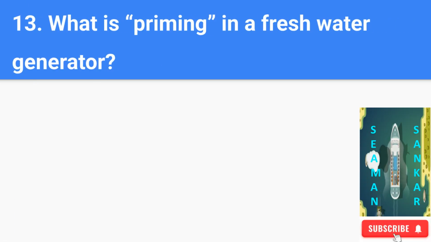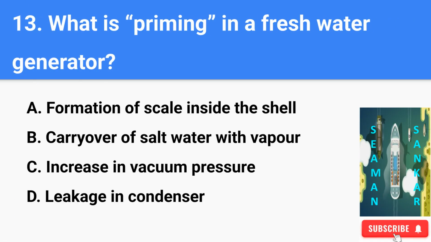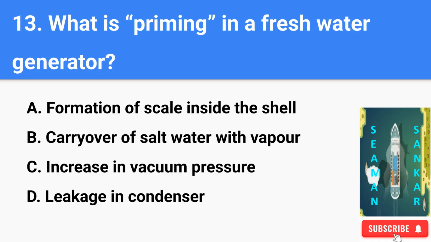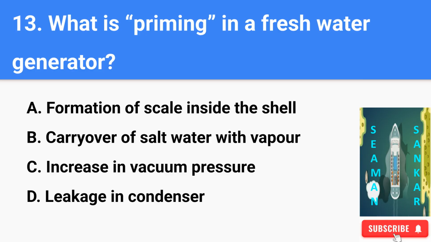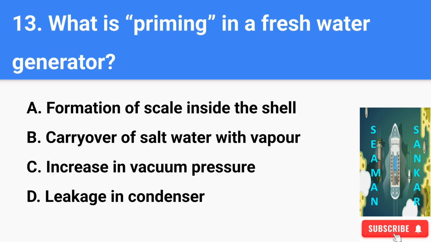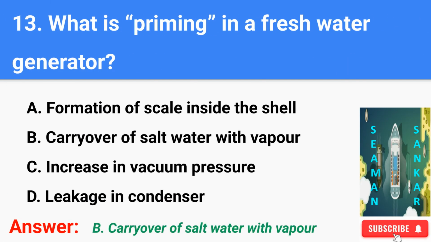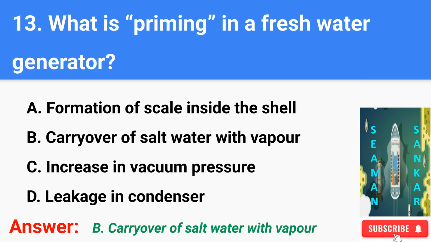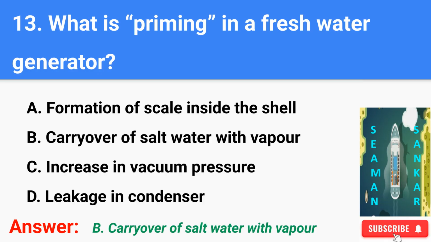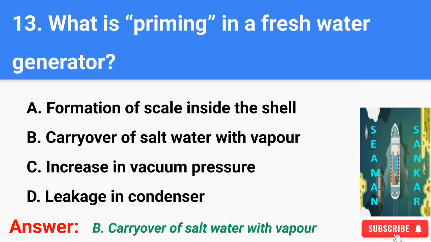Question 13. What is priming in a freshwater generator? A. Formation of scale inside the shell. B. Carryover of salt water with vapor. C. Increase in vacuum pressure. Or D. Leakage in condenser? The answer is B. Carryover of salt water with vapor. Priming is the undesirable event where seawater is carried into the distillate due to violent boiling or high water level.